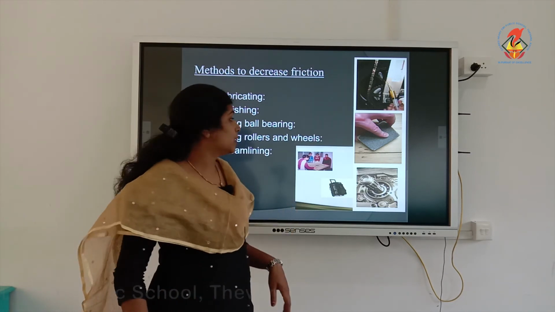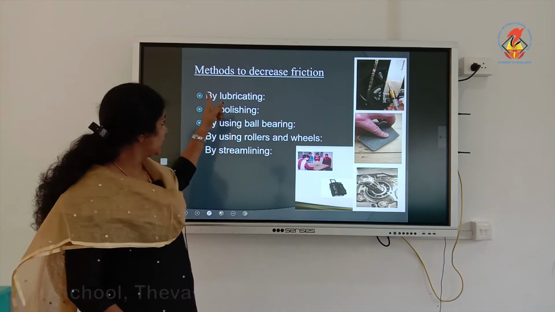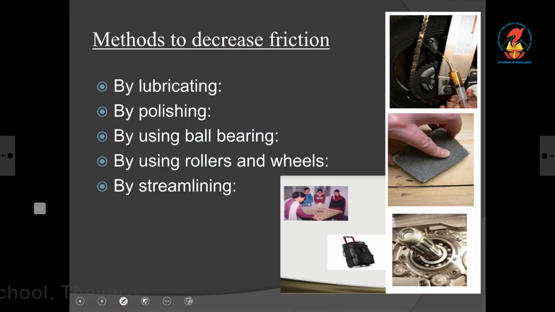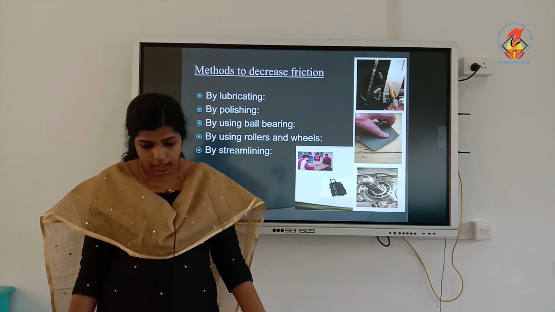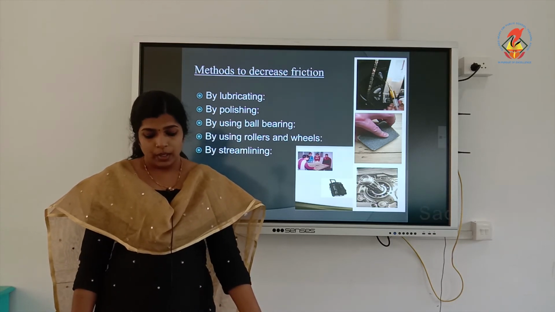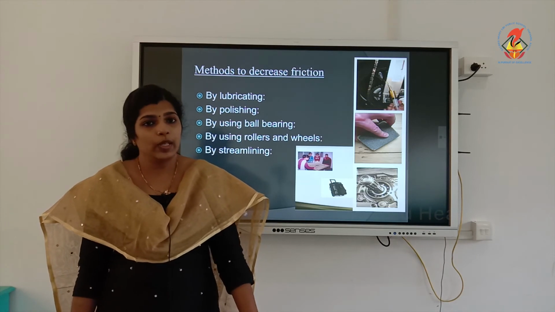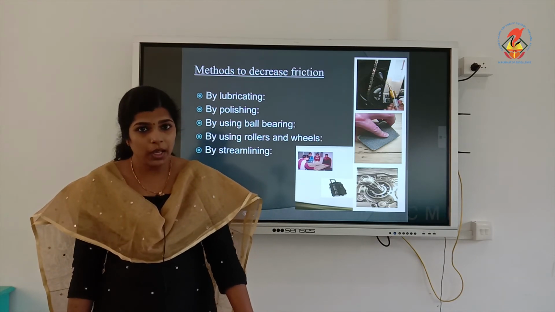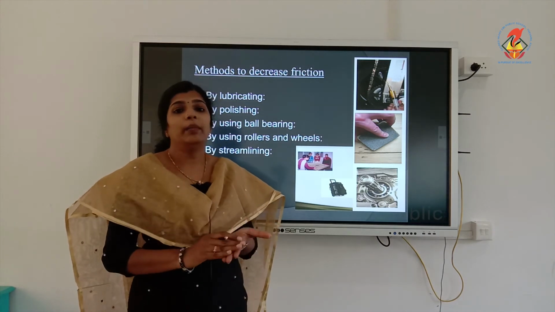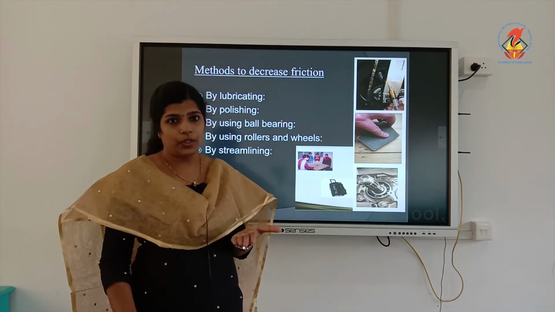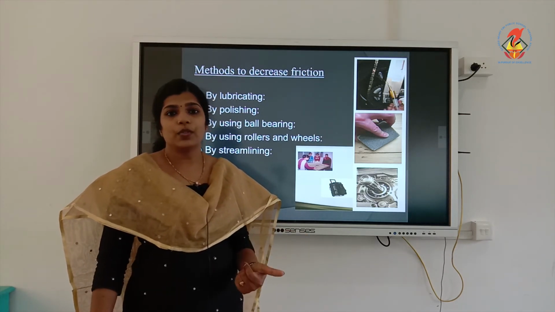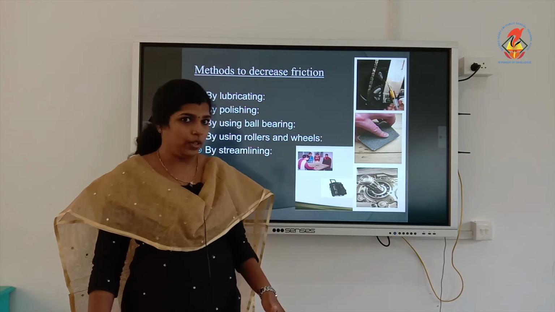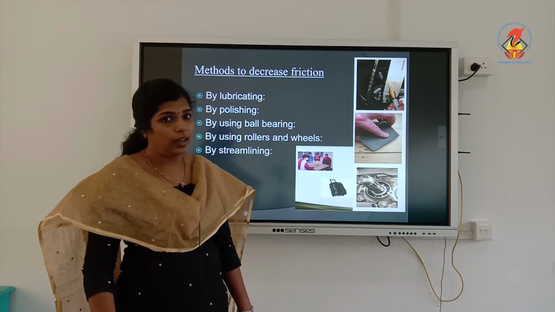Then the second method is by polishing. The first method is lubricating, the second method is polishing. When the surfaces are highly polished, the irregularities of the surface are covered, making them smoother. Consequently, the frictional force will be reduced. Polishing means we reduce the amount of irregularities on the surface. A smooth surface has less friction.